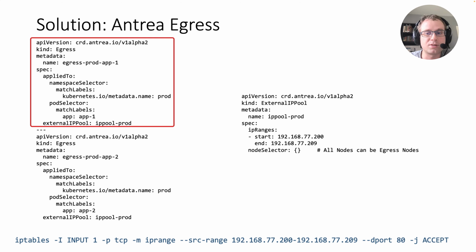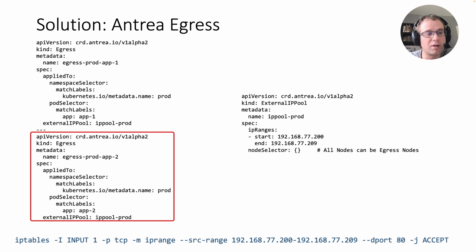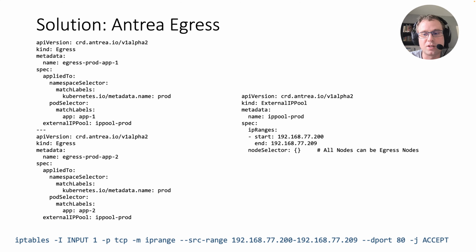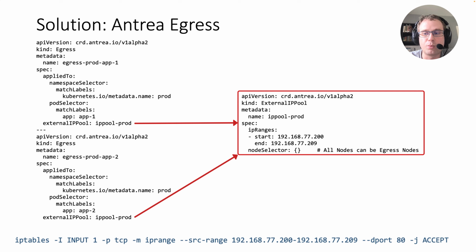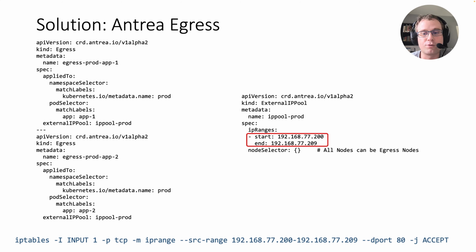The first egress that you can see in the top left corner selects all App1 pods in the production namespace. As you can see, if you look at the applied to block in its specification. Similarly, the second egress, which you can see in the bottom left corner, selects all App2 pods also in the production namespace. Both of these egresses will reference the same external IP pool, which is defined on the right-hand side of the slide. The external IP pool will use a predefined range of 10 IP addresses.